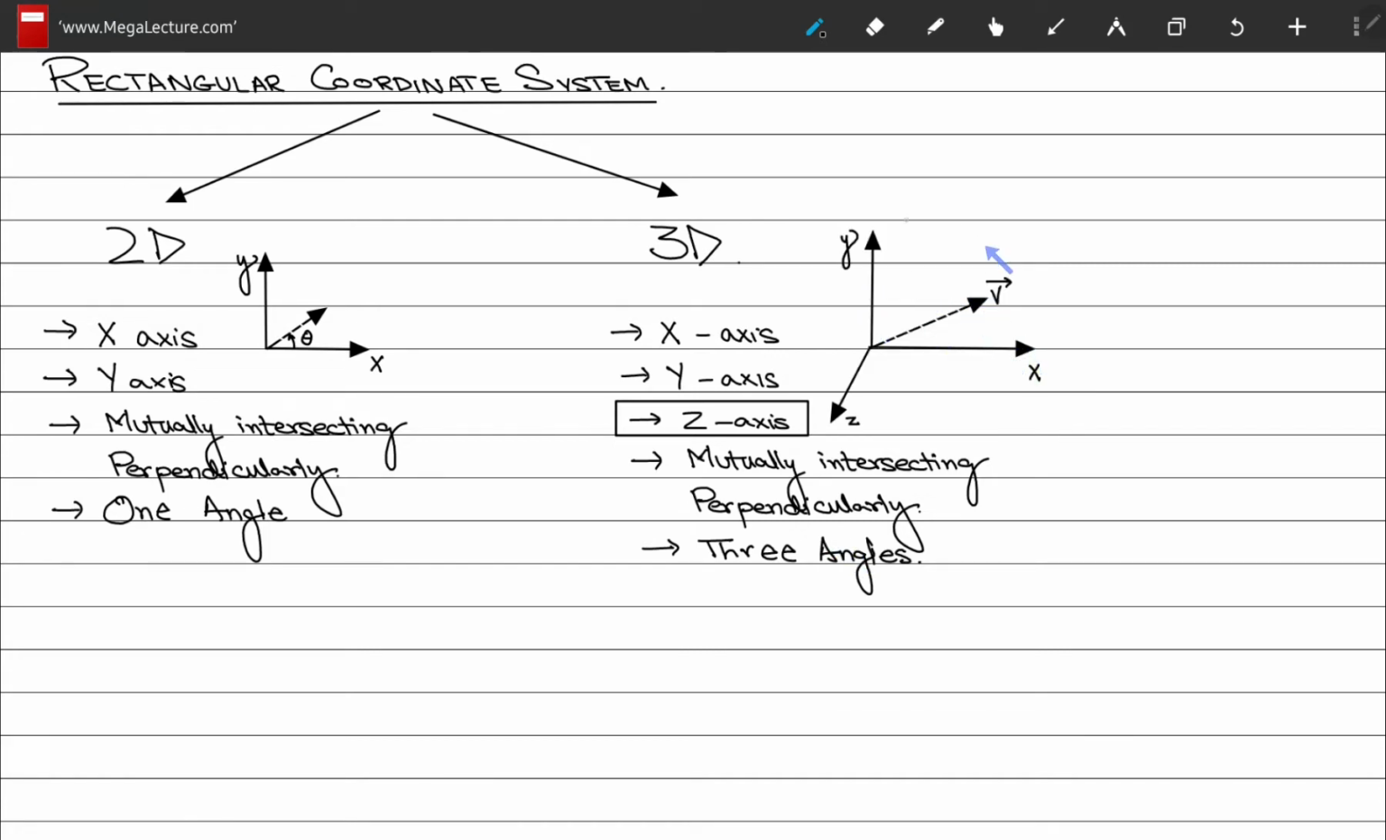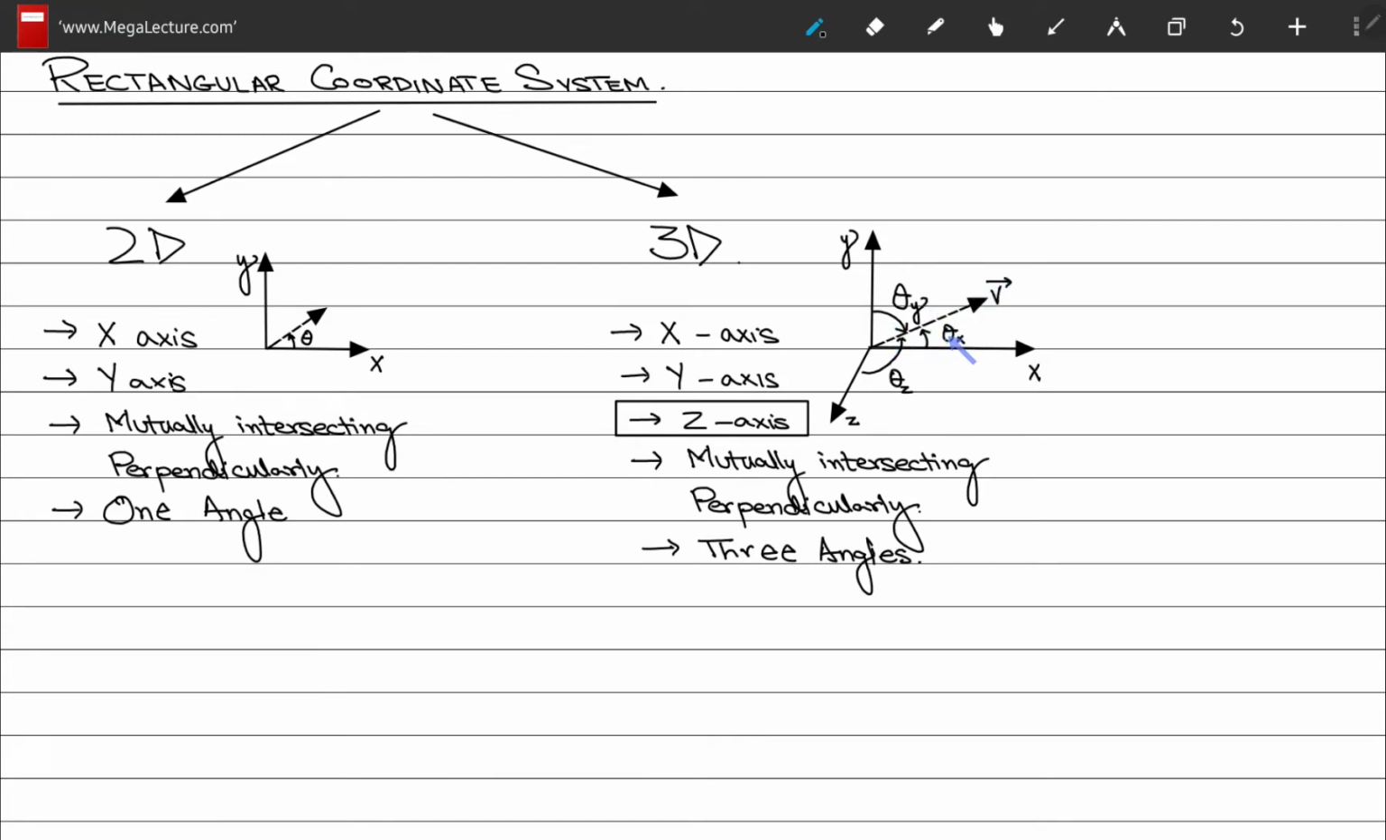So now suppose that this is your coordinate system in 3 dimensions. So you have the x-axis over here, the y-axis is this one, and this is your z-axis, and you can clearly see that these are indeed mutually intersecting each other perpendicularly. And suppose this is your vector v in this coordinate system, and so these would be the angles that would specify the direction of this vector v.